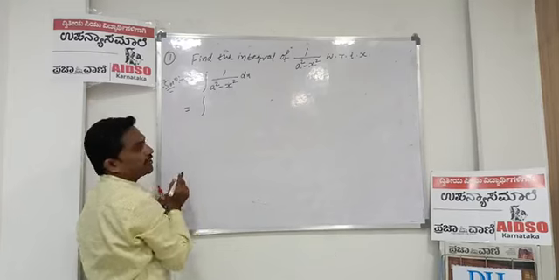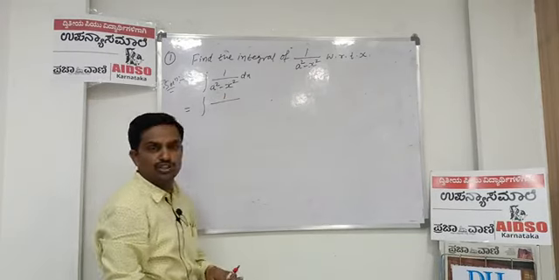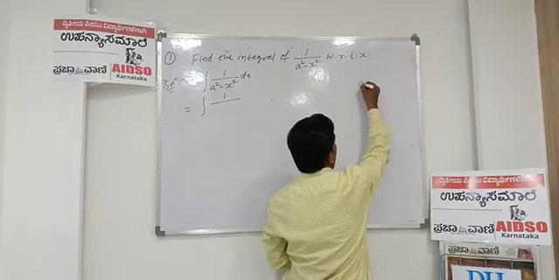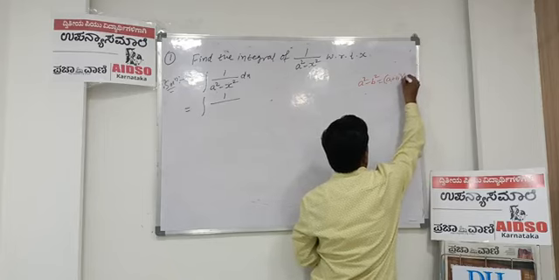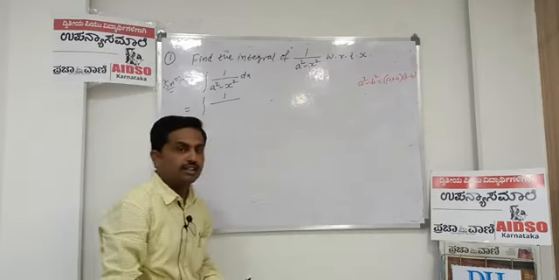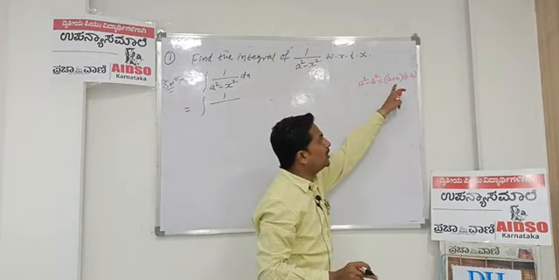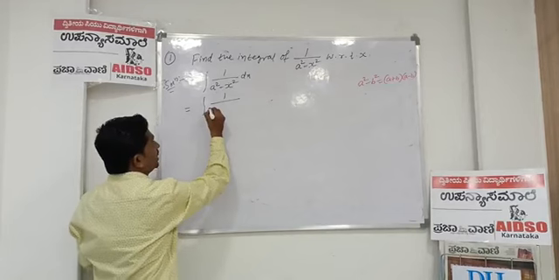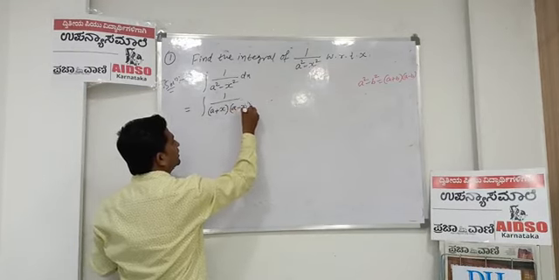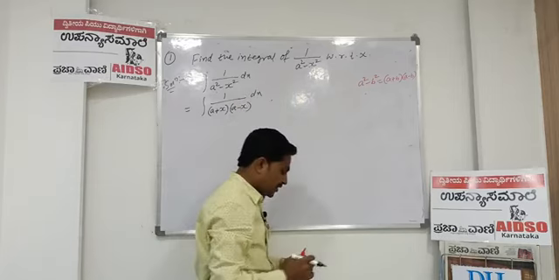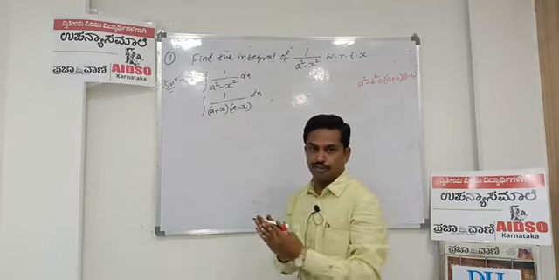Then further, the integral is in the form of a square minus b square, and we know the expansion of it: a square minus b square is nothing but (a plus b) into (a minus b). Therefore the denominator of the given function can be written in this form, (a plus b) into (a minus b). Hence I can write this as (a plus x) into (a minus x). Quite simple, right?